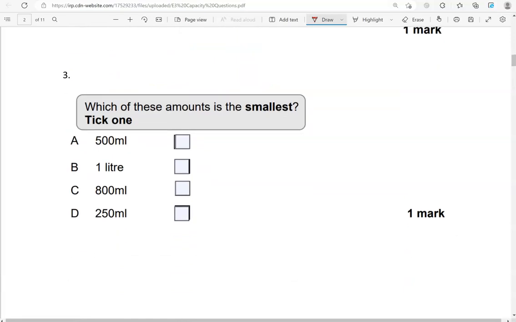Which of these amounts is the smallest? 500 millilitres, 1 litre, 800 millilitres or 250 millilitres? Again, 1 litre is equal to 1,000 millilitres. So we're comparing 500, 1,000, 800, 250. We're looking for the smallest, and the smallest is 250 millilitres. So option D.